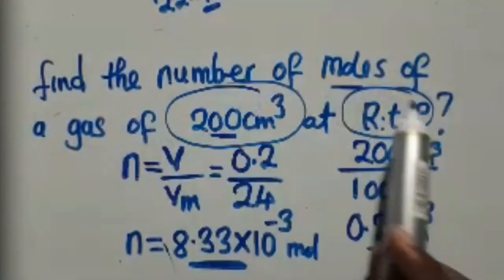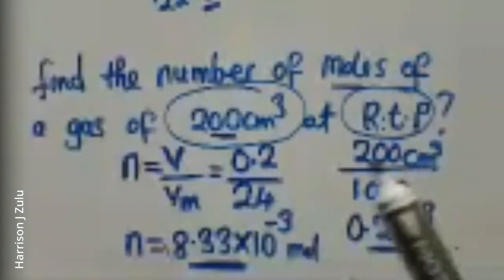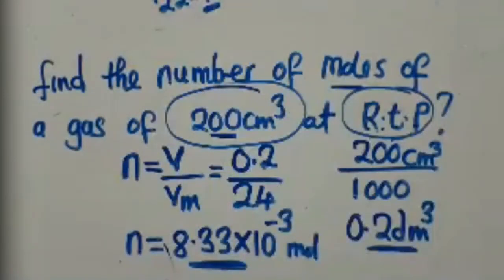You know RTP, the volume at RTP, it's what? It is 24. If it was STP, you know that it is what? 22.4 decimeters cubed. This is what you have to do. This is what you need to do. So this is what we discussed.